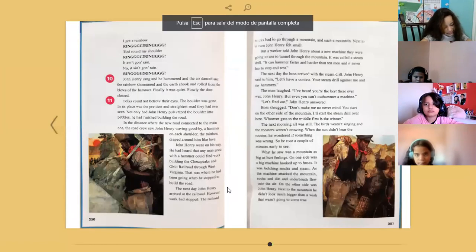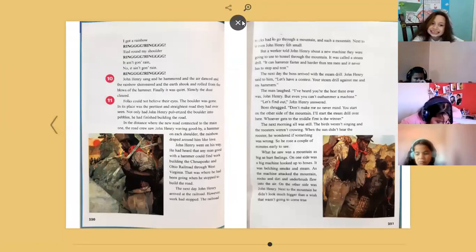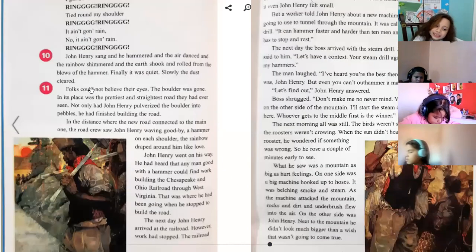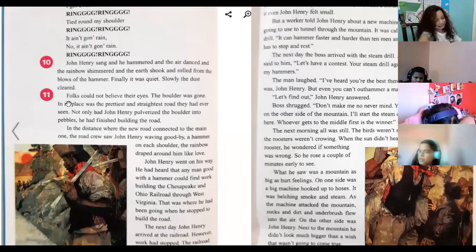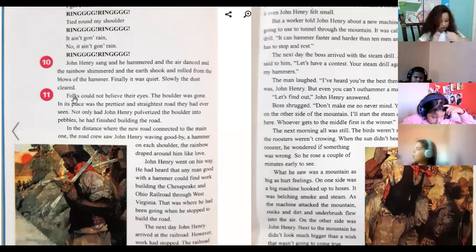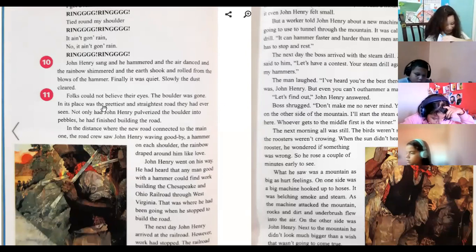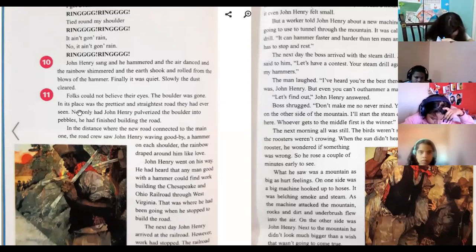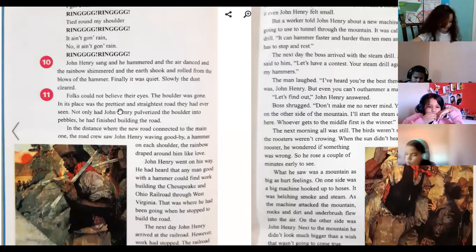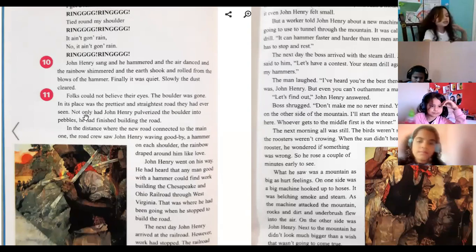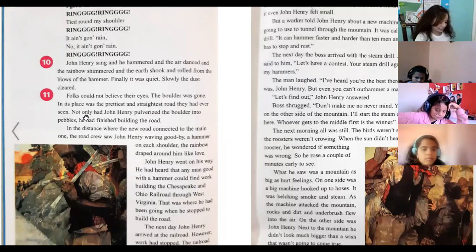The dust, what number of pages is this one? This, I think, is page 250. And finally, slowly the dust cleared. Folks, when folks is talking about people that were there, folks could not believe their eyes. The boulder was gone. In its place was the prettiest and straightest road they had ever seen. Okay, it's comparing this road with the rest of the roads. That's what is using superlative. Yeah, I can participate tomorrow because we have no time.